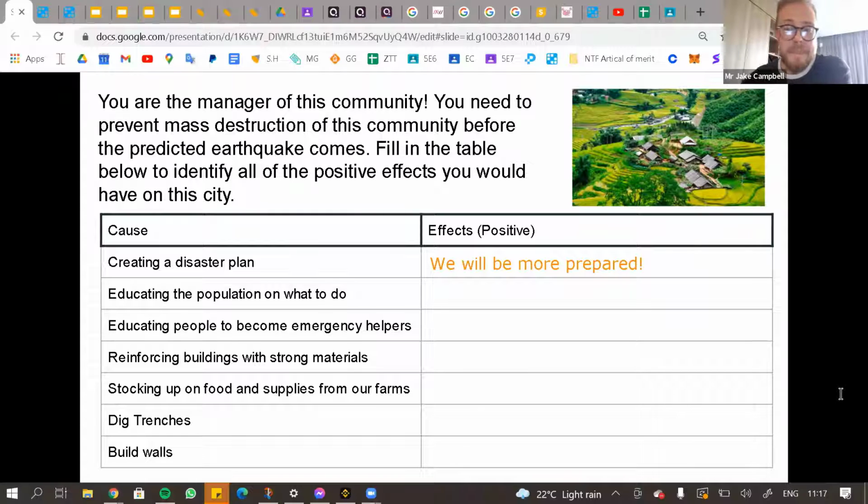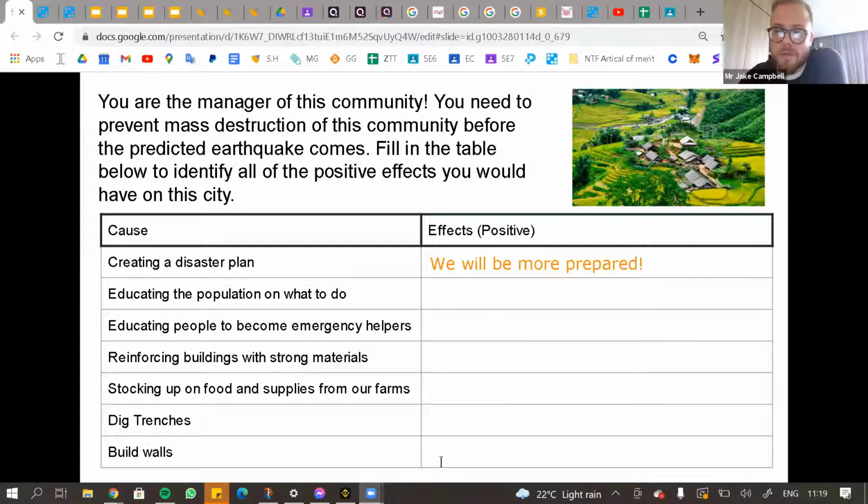I'll give you a minute to see as much as you can do on this, but we're going to do it all together anyway. Just see what positive effects you can think of for this table. Read the causes, write down some effects. If you find one difficult, just move on and wait until we do it as a class. But there's some easy ones in there for sure.